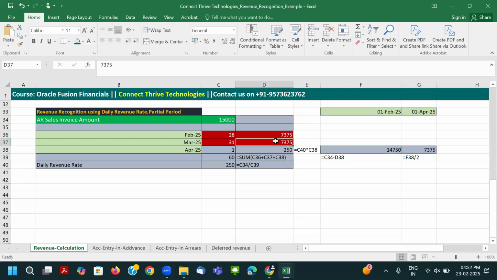7,375 will come. So for the partial period, it won't calculate day-wise for the full months. For the month with the very short number of days, it will calculate on a day-wise basis. The remaining amount we deduct from the invoice amount, and that is equally distributed to the remaining months. It could be 2 months or 3 months or 4 months based on the plan. Okay. In the same way, we will see whether the accounting entries are system generated as per this first month, second month, third month. We'll see that.